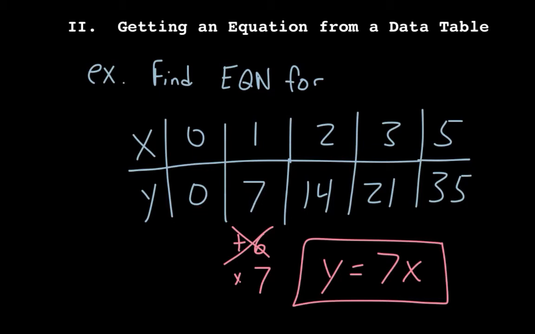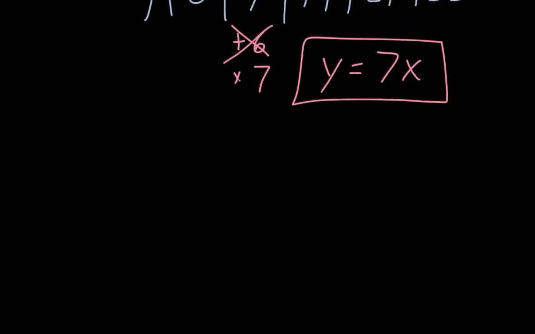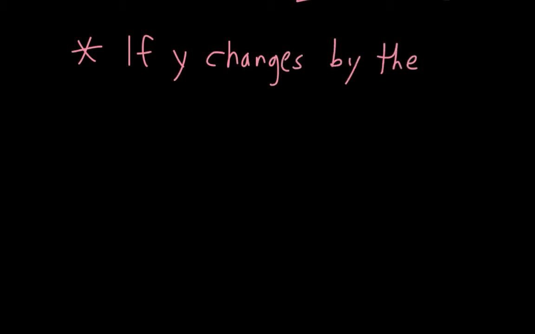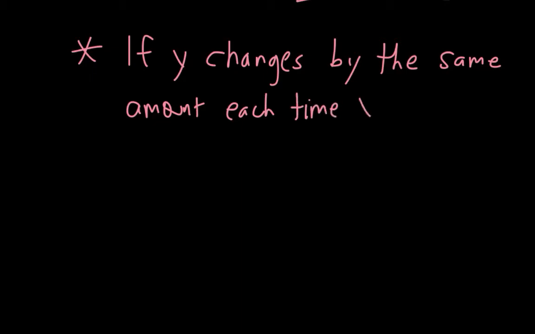The next part is going to be where things start getting a little bit dicier. So I wouldn't start coasting quite yet because they're going to get a little bit more challenging. I'm going to put a little star and try to say this. If y goes up by the same amount each time x goes up 1, so if y, maybe I should say changes, because it could be going down, by the same amount each time x goes up by 1.